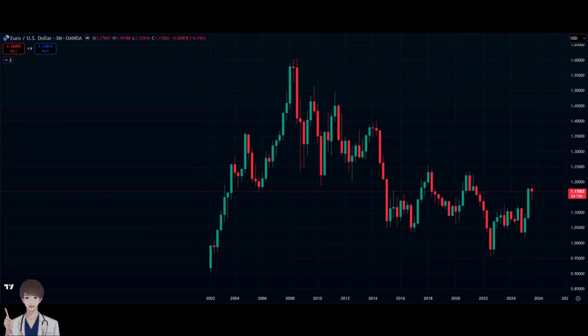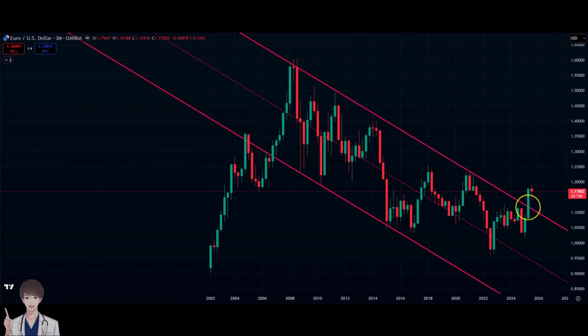Here is the quarterly chart of EURUSD. As shown here, I see this as a breakout above the long-term downtrend. The key high is around 1.2320. Unless price breaks above this level, we cannot confirm a clear shift into a long-term uptrend.